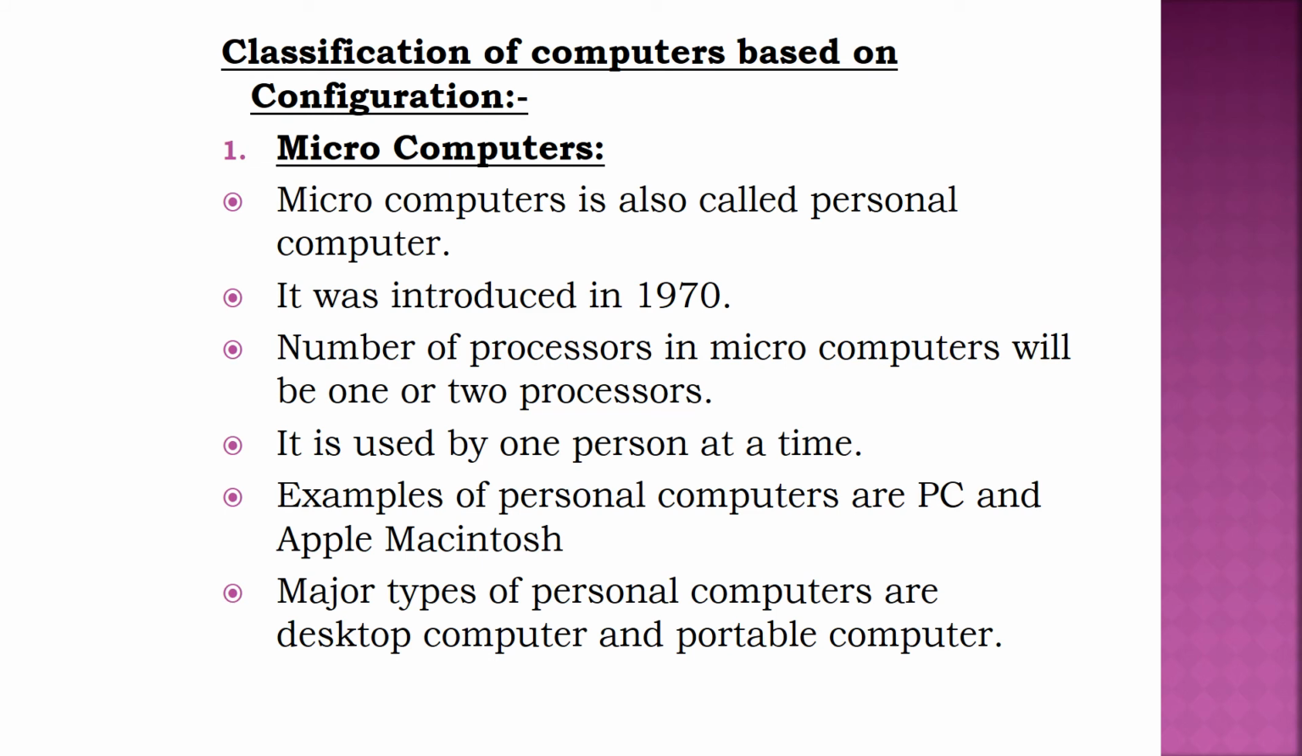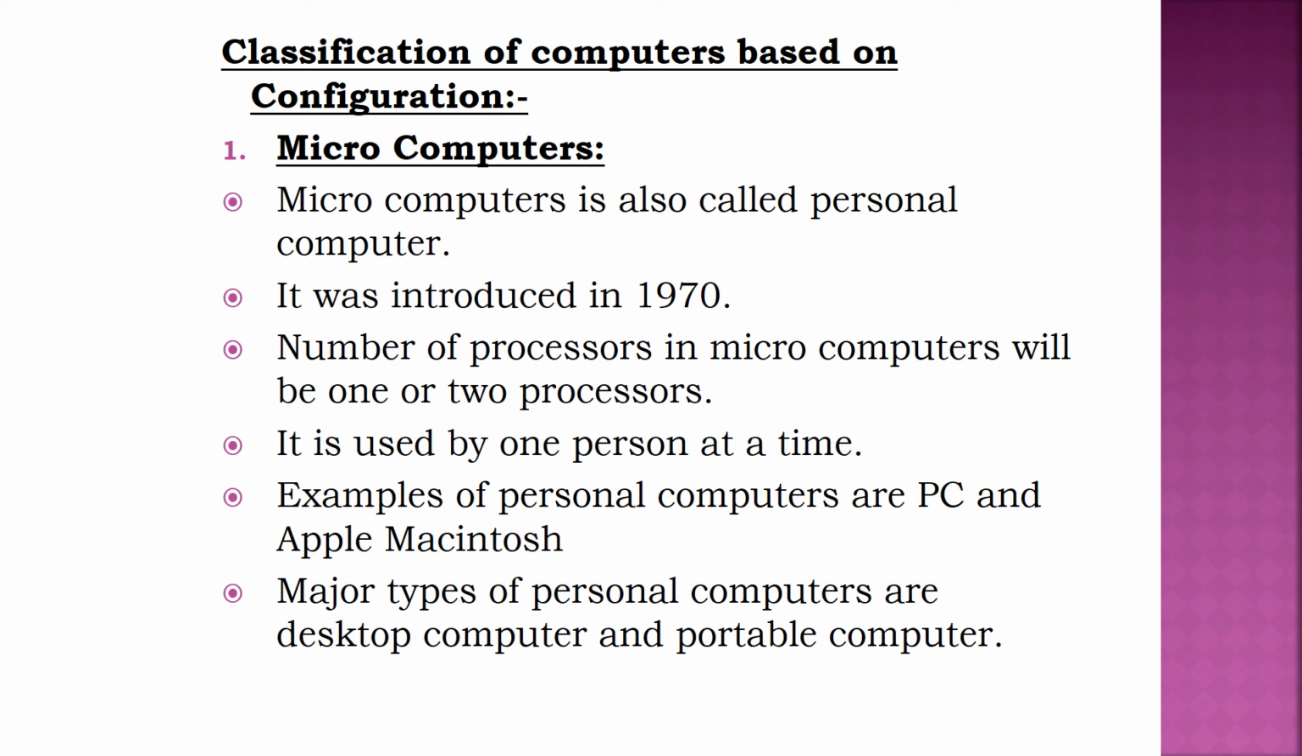The first computer is the microcomputer. The second one is the minicomputer. And we have mainframe computers and supercomputers. Now we will discuss one by one. The first computer is the microcomputer. A microcomputer is also called a personal computer.